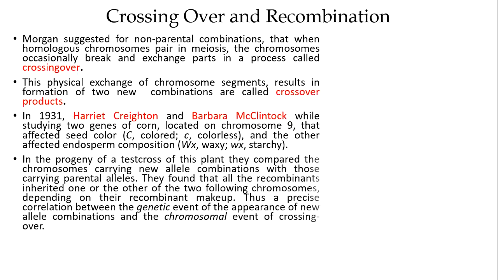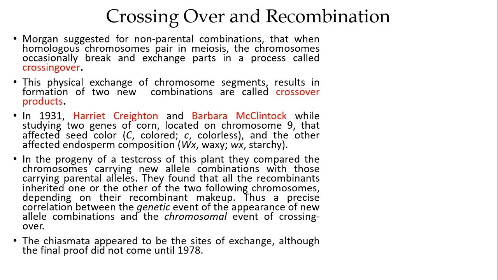In the progeny of a test cross of this plant, they compared the chromosomes carrying new allele combinations with those carrying parental alleles. They found that all the recombinants inherited one or the other of the two following chromosomes, depending on their recombinant makeup. Thus a precise correlation between the genetic event of the appearance of new allele combinations and the chromosomal event of crossing over. The chiasmata appeared to be the sites of exchange, although the final proof did not come until 1978.